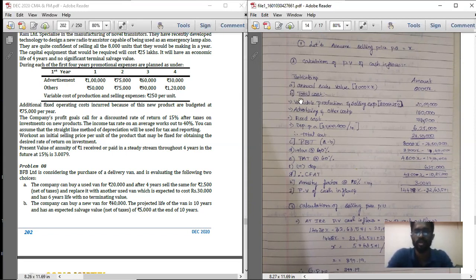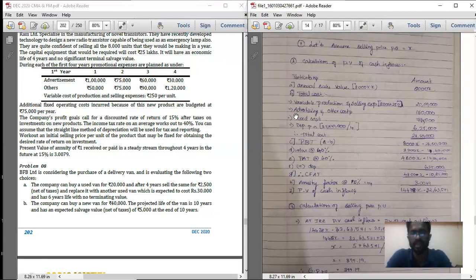Underline it. What are the different costs incurred that they have given? We should take them one by one. Below that, first arrow mark, variable cost of production and selling expenses. How much is the production and selling expense? They have given 250 per unit. So 8,000 units into 250 per unit gives the total variable cost of production and selling expenses. Within brackets, take down 8,000 into 250. That is 20 lakhs. So in the amount column, record 20 lakhs.